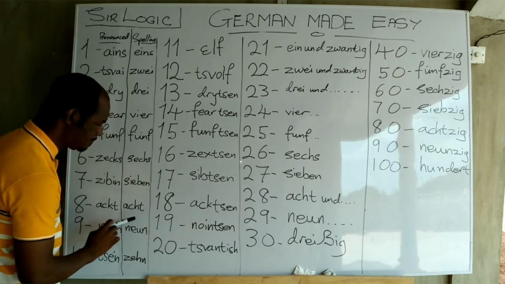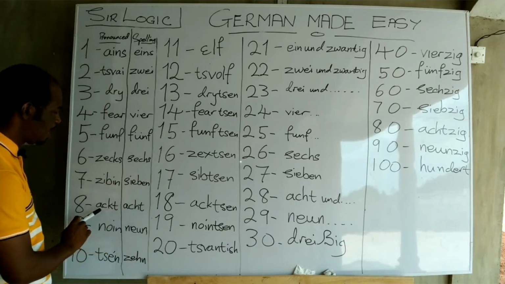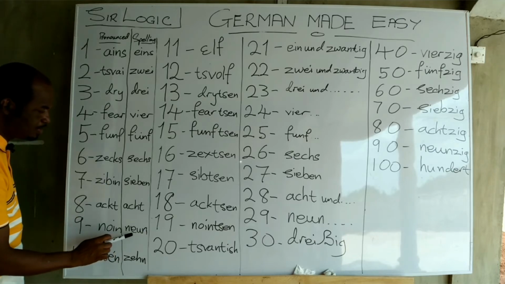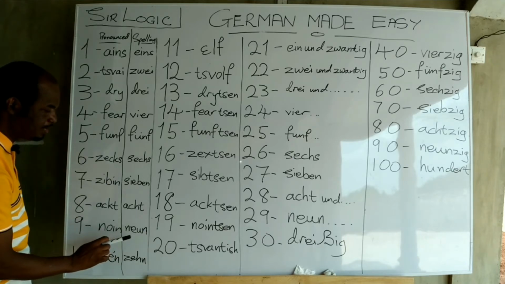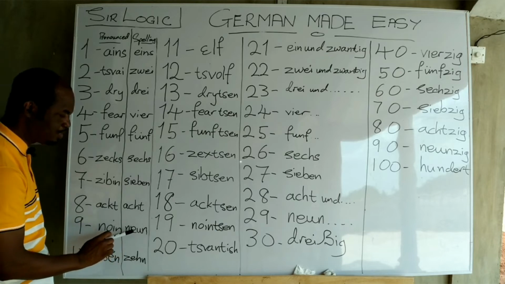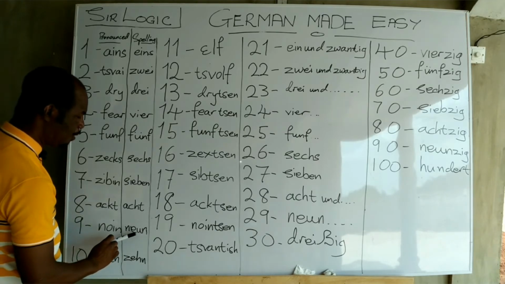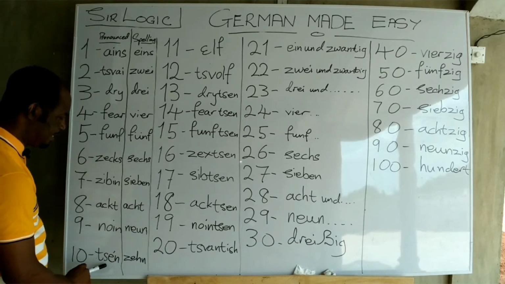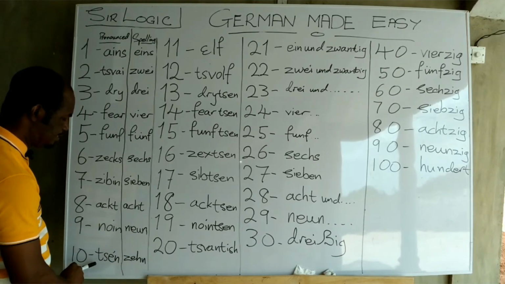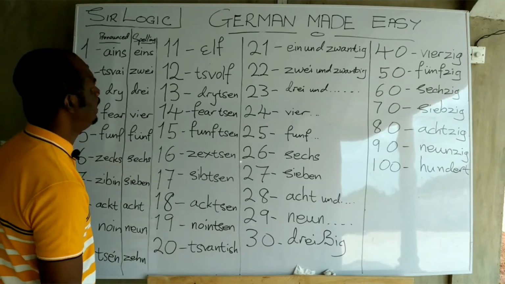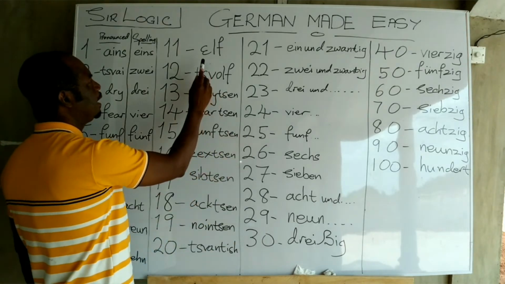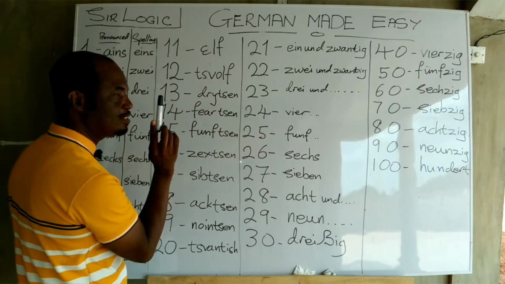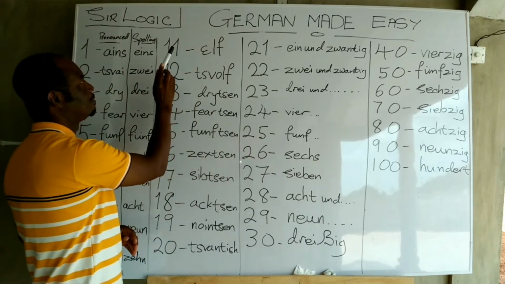Don't say acht. Acht. Neun. This is how it is pronounced. This is how it is spelled. Neun. EU, I told you, is oi. Whenever you come across EU, it is oi. Neun. And then 10. The Z-E-H-N is 10. Let's go to 11. I believe you can pronounce it yourself. Let's go. Try it. I'll just touch it and you pronounce it.